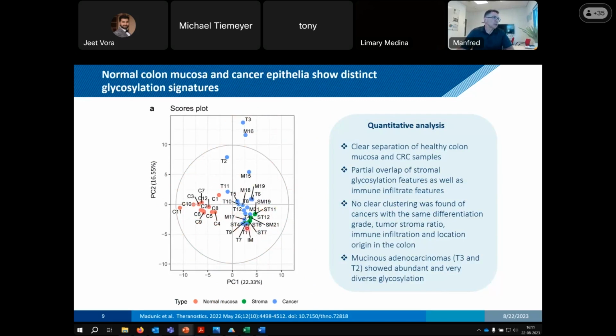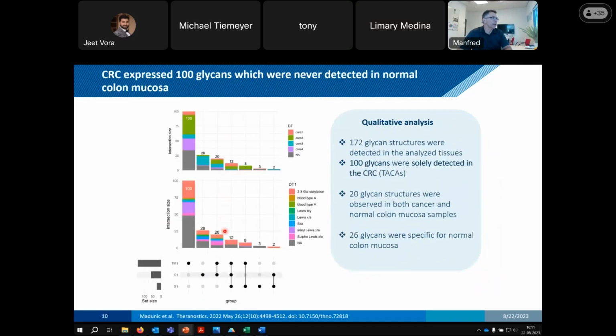We looked at the stroma, so the supportive tissue surrounding the cancer. We looked at immune cells, and we were surprised to have quite distinct glycosylation profiles as reflected in these score plots. If we look in more detail, which type of O-glycans were we detecting, because this is now really only focusing on O-glycans, this part of my presentation. So we saw 172 different O-glycans.